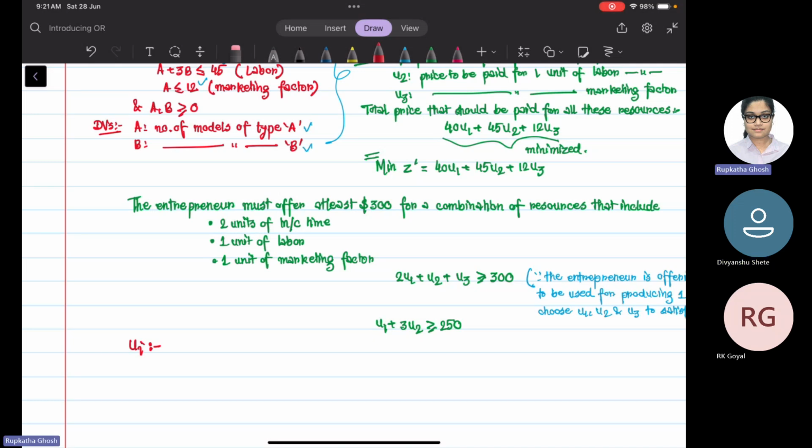How come slack and surplus is here? U is not even there, it is a decision variable here. I'm saying it is a decision variable in your dual model, but in your primal it is something else. How come in the primal it will become your slack and surplus? It's not like it's a value that you are adding.